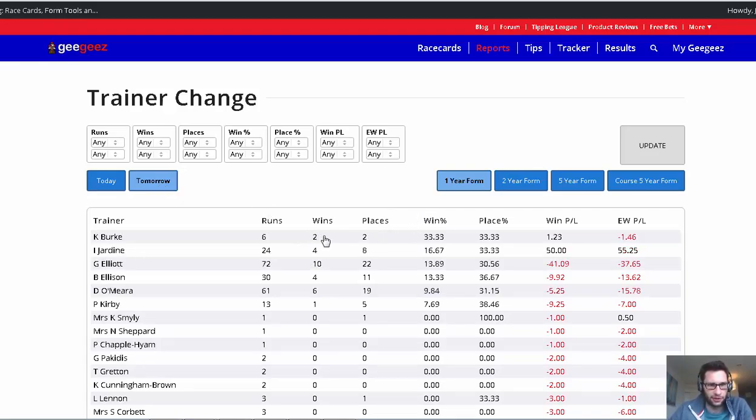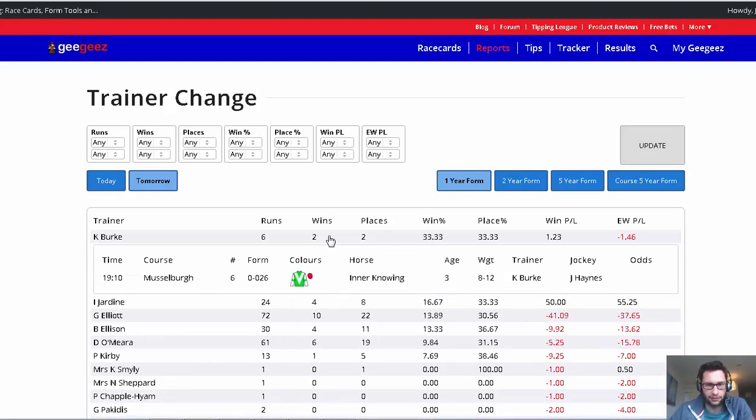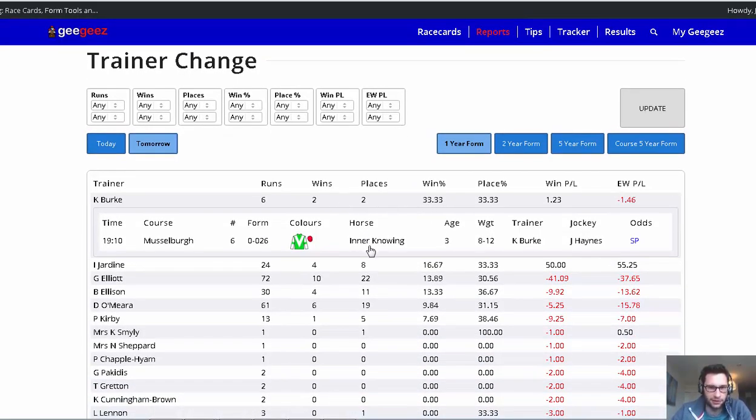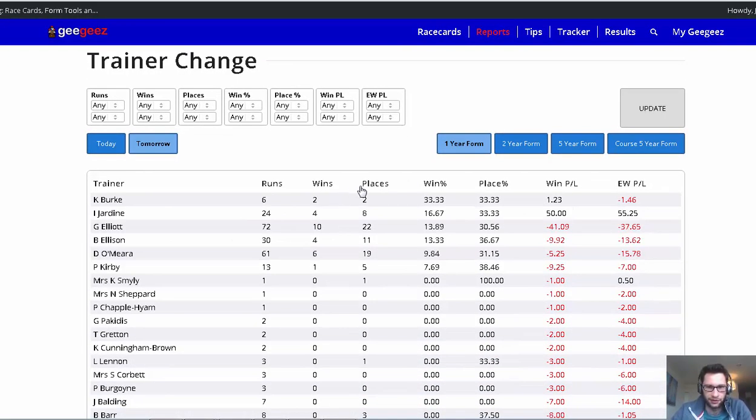So yeah, who have we got? Kieran Burke, or Carl Burke even. Call him the wrong name. Hold on. So yeah, he's done okay. I mean, it's what we're looking at, 1 year. That's quite a small sample, really. Is there anyone else in the last year? Not overly. This profit figure is quite big for Ian Jardine.